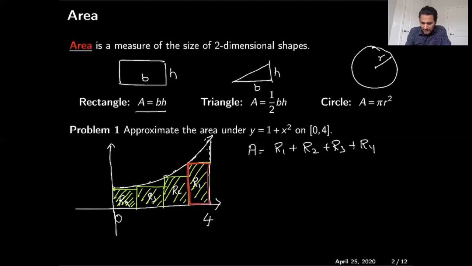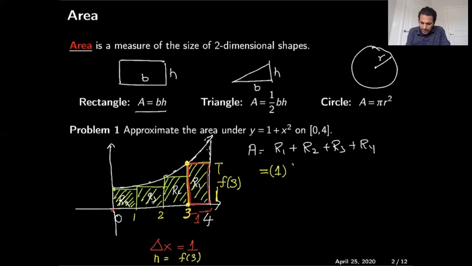Let's pick one rectangle and see how we can calculate its area. Since the total length was 0 to 4 and we divide it into 4 units, the length of this piece is 1 unit, which we sometimes call delta x. So our delta x is 1 unit. Now the question is, what will be the height of this rectangle? If I calculate the function at 3, that gives me the y value, and the y value is the height of our rectangle. So the height of the rectangle is f(3), and the area of R1 will be delta x, which is 1, times f evaluated at 3.